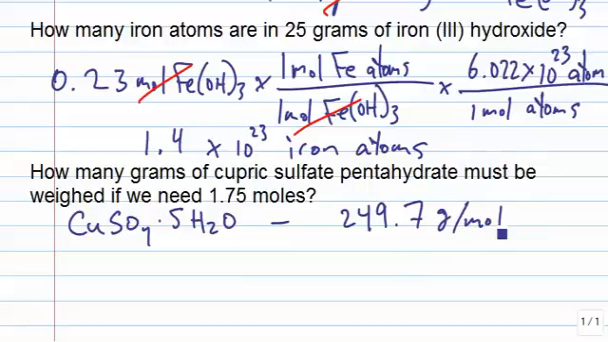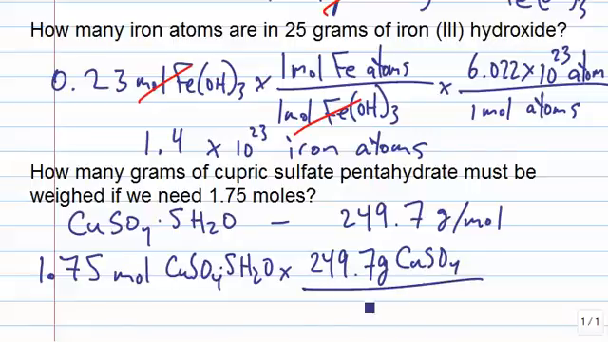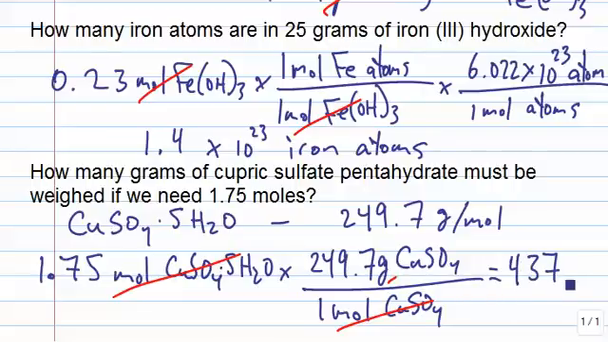So now we're going to begin with our 1.75 moles of CuSO4·5H2O. And we're going to now use our molar mass. This time we're going to multiply by that molar mass, 249.7 grams of CuSO4·5H2O per 1 mole of CuSO4·5H2O. Seeing that now our moles are canceling, and we're left with what we want, grams. And so we're going to take 1.75 times 249.7, telling us we need to weigh out 437 grams.